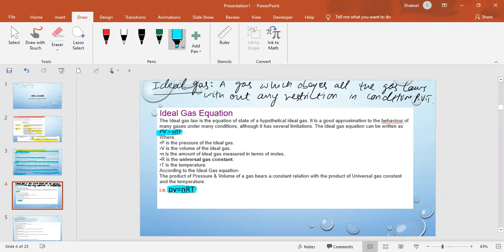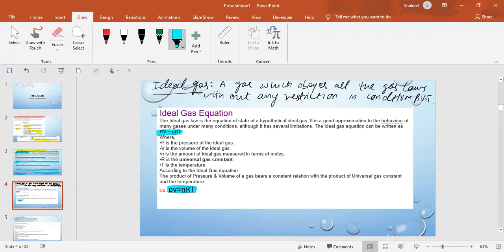It is a good approximation for the behavior of many gases under many conditions, although it has several limitations. The real gas laws have several limitations: for Boyle's law, you have to keep temperature constant. For Charles' law, you have to keep pressure constant. And for Gay-Lussac's law, the pressure-temperature law, you have to keep the volume constant. But for the ideal gas equation, you don't have any restriction of these conditions.